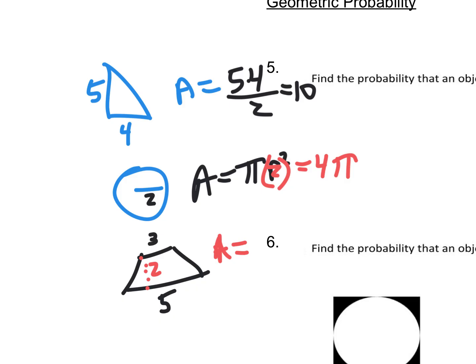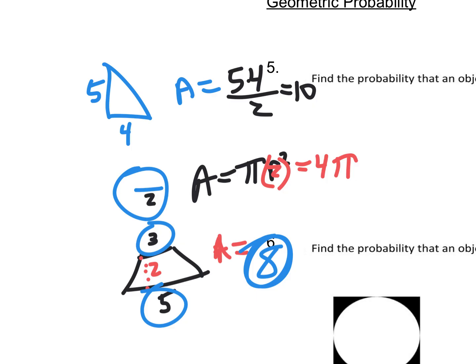This one, average the bases. Don't use 3, it's too small for the base. Don't use 5, it's too big. 5 would be giving you the area of this whole shape right there. So we don't use 3 and we don't use 5, so we use the average of them, which is add them together and divide by 2. The average is 4. Say average of the bases times the height. 4 times 2, 8. Did anybody have 8 before I said it?